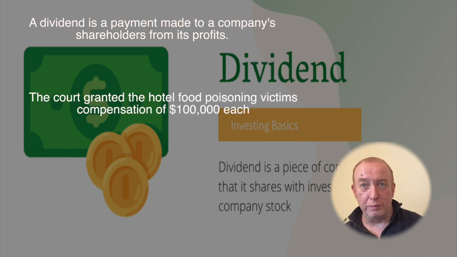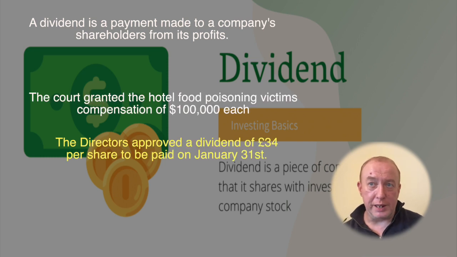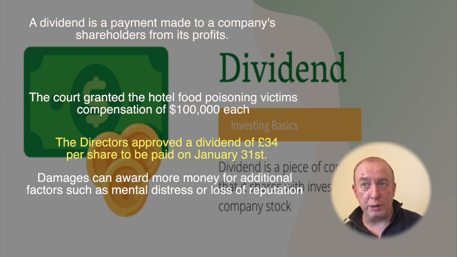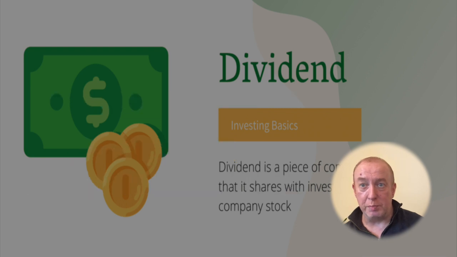For example, during the company's annual general meeting, the directors approved a dividend of £34 per share to be paid on January the 31st. Some people confuse dividends with salaries. Both result in money leaving the company, but a dividend is a distribution of already made profits, while a salary is a business expense.